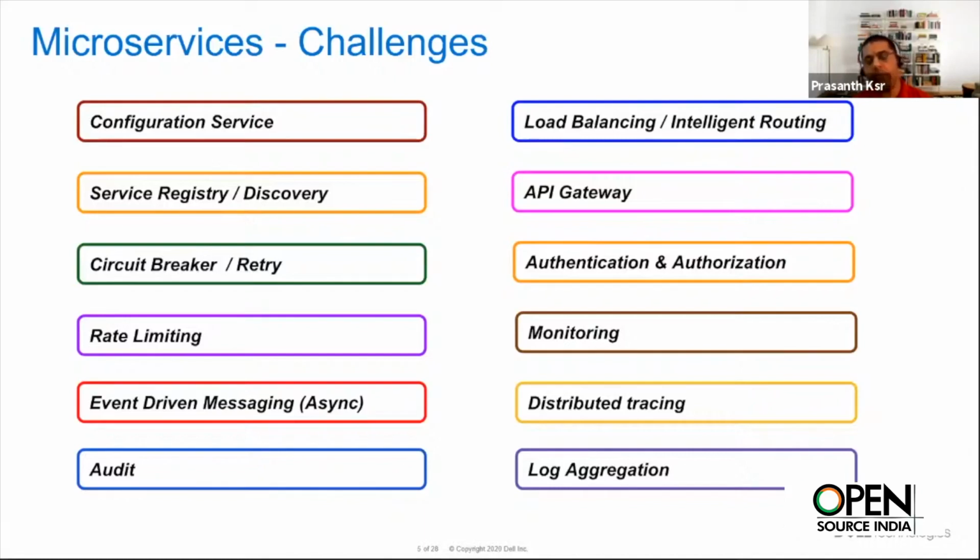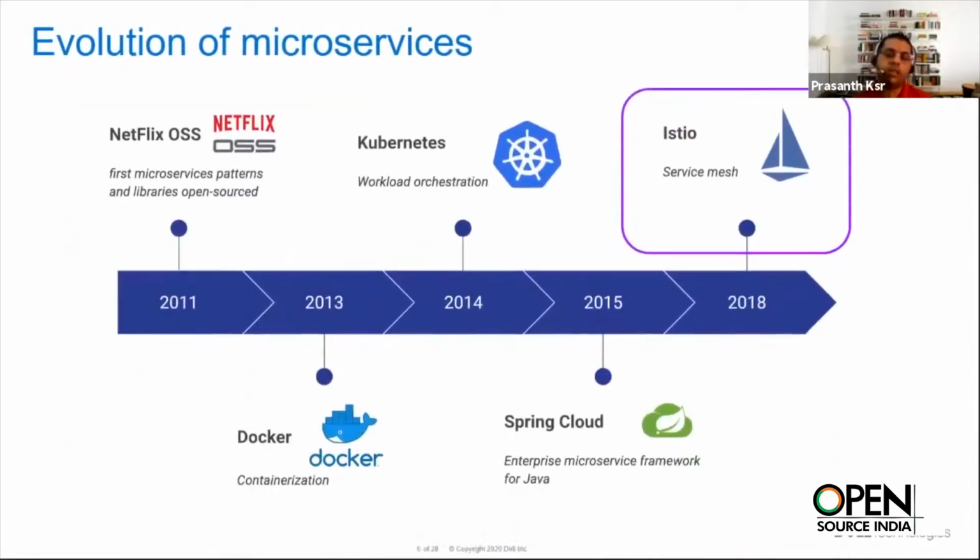So eventually people have moved from monolithic to micro, and as usual with any change, you'll start facing challenges and limitations associated. Change is the only constant, but we start facing challenges and limitations. To address these challenges, people have started evolving a lot of libraries around it. To start with, Netflix was the first one who open sourced microservice patterns and libraries right around 2011. Then Docker came along, which introduced containerization to the world.